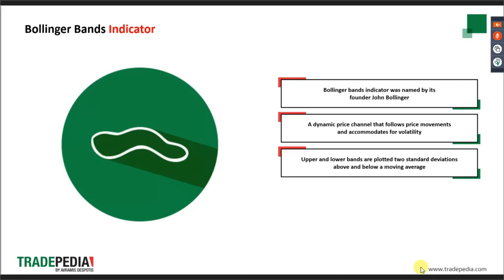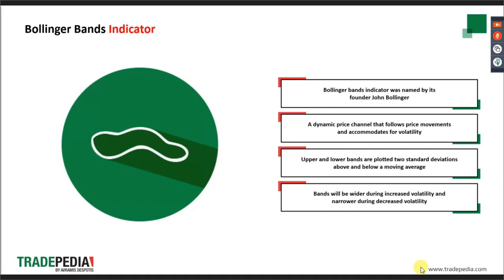So because standard deviation measures the volatility, the bands will become wider when the price or security increases volatility, and become narrow during decreased volatility, like a sideways trending market. You'll see the bands coming closer and closer towards the candles or bars or line that you have been using.